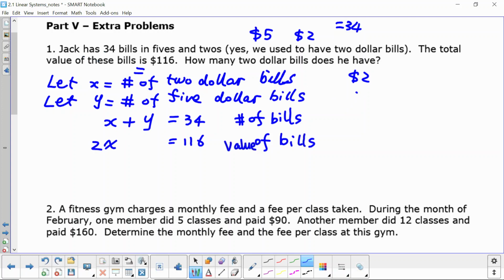And the unit price for $5 bills is $5. And Jack has y $5 bills. So unit price times quantity is 5y.